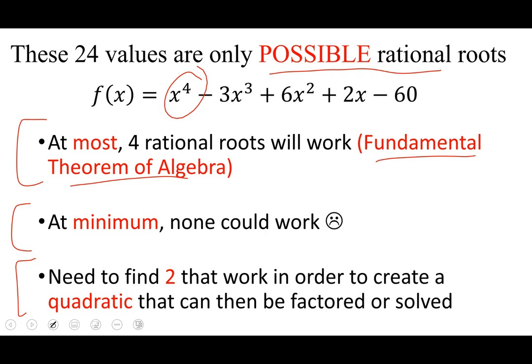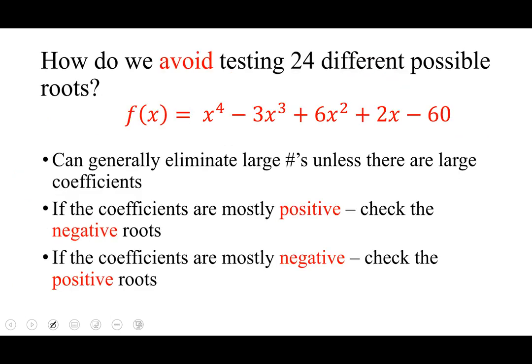Best case scenario, we're able to find 2 of them that work because every time we do synthetic division, we're reducing the degree of the polynomial by 1. So if we find 1 root, that takes us from a quartic to a cubic. And then if we find a second one, that reduces us to a quadratic. And that's the dream, because obviously we know how to solve every quadratic.